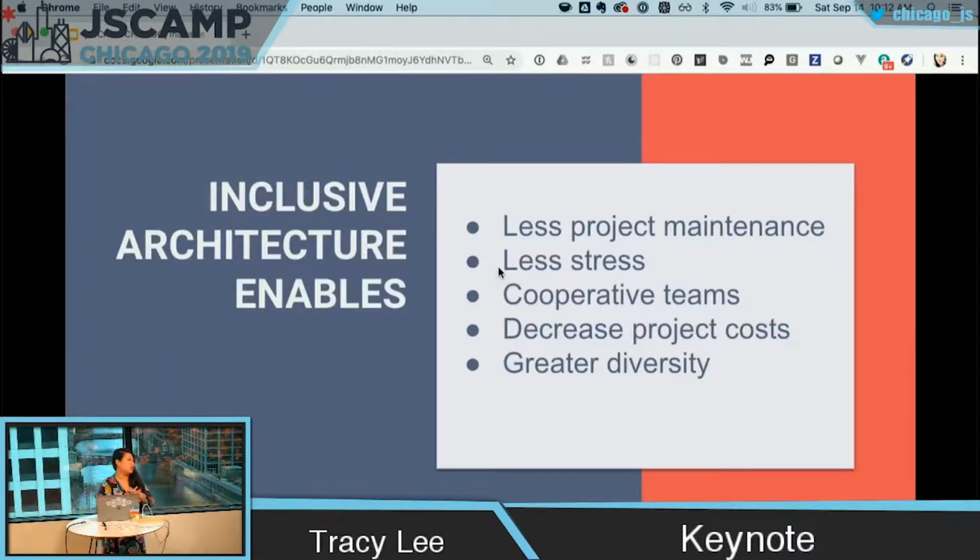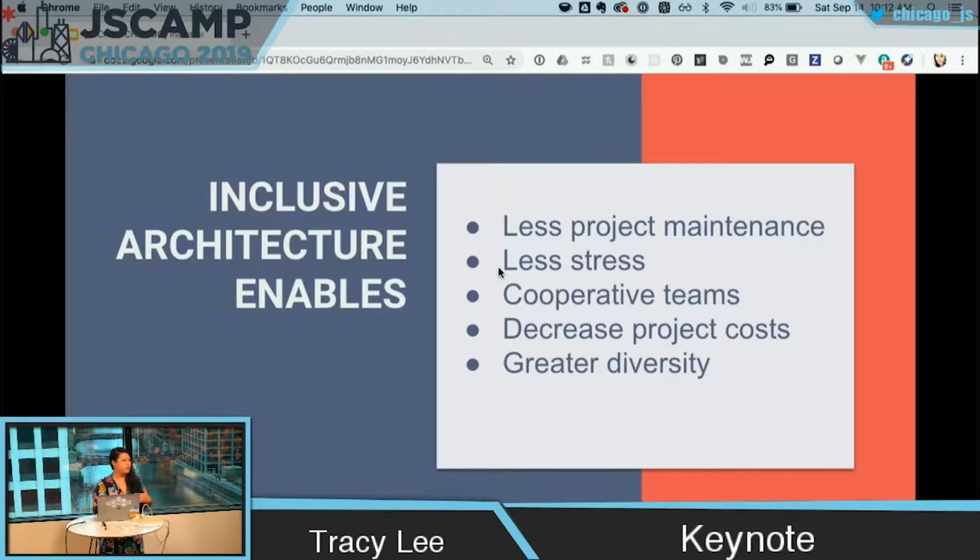So why inclusive architecture? When we talk about this, we talk about building a good foundation for your team to actually enable your team to do better and be better. So we're going to talk a lot about inclusive architectures and how they actually enable junior developers. But what I want you all to think about is focus on what these ideas do for your team as a whole. So what we're going to be talking about, less project maintenance, meaning a code base that's not reliant on just a handful of senior developers.